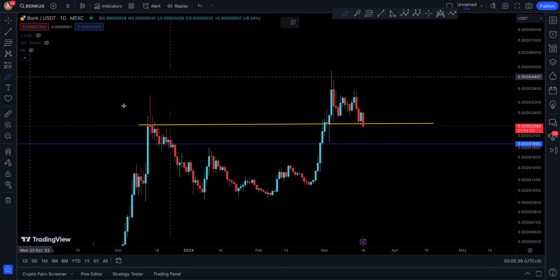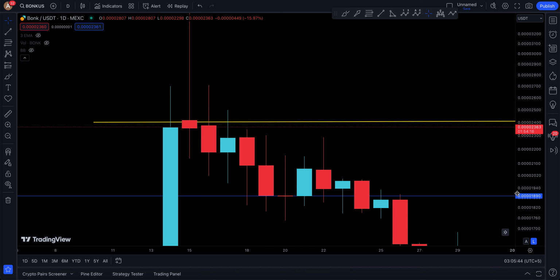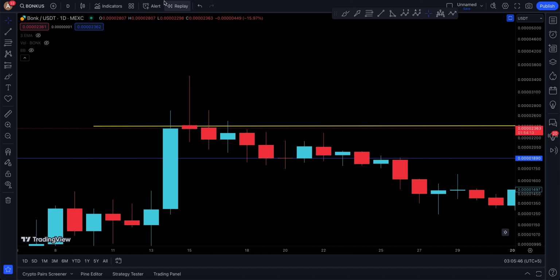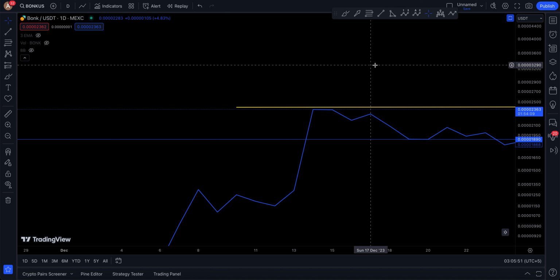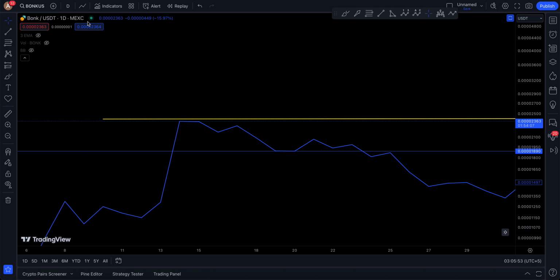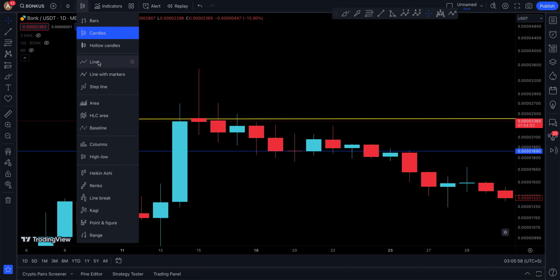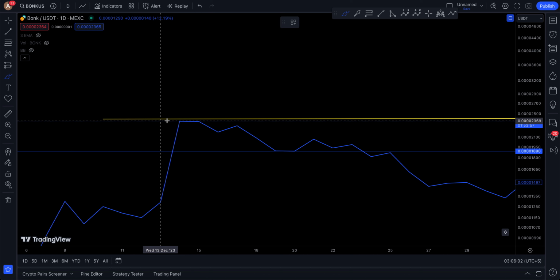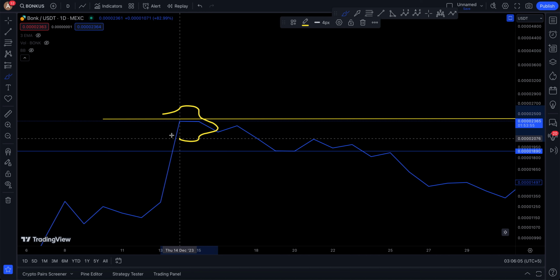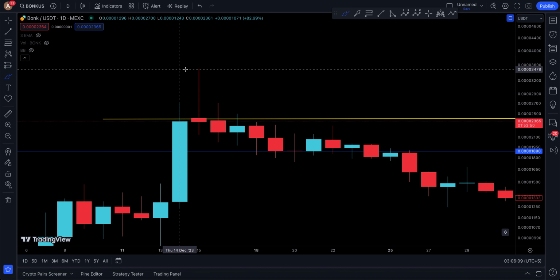So here it is, a few resistances you can see on the daily time frame. If you turn on the line graph, look at the difference one more time. I'm going to do this, pay attention. This is your candles and this is your line. Did you notice something? The line shows that this is your resistance, right? But when you look at the candles, you might say the resistance starts here, but that's a wick.